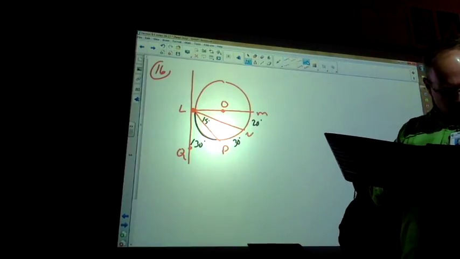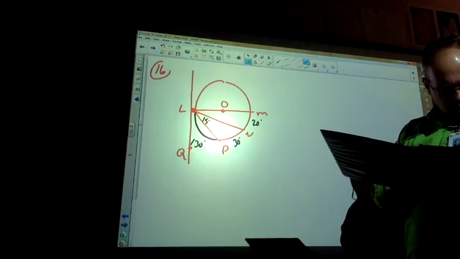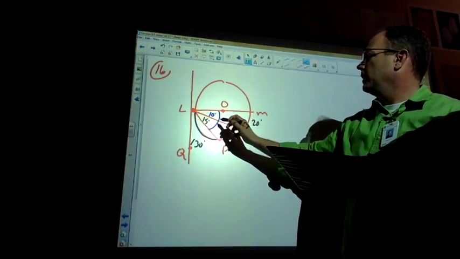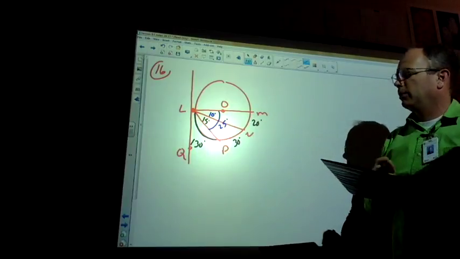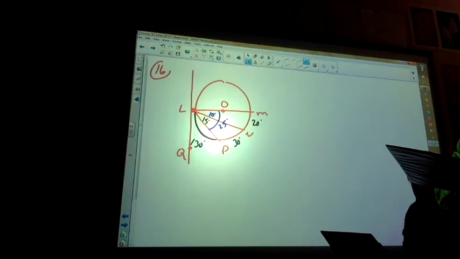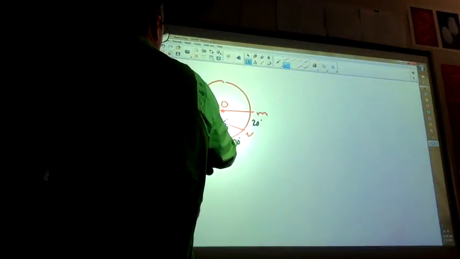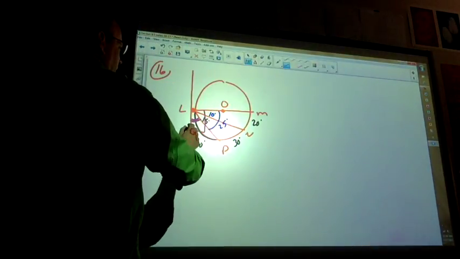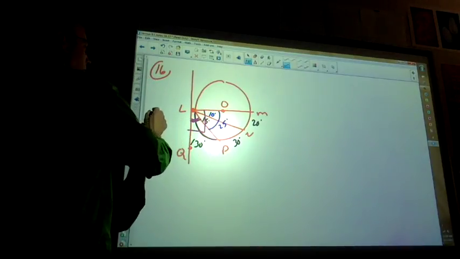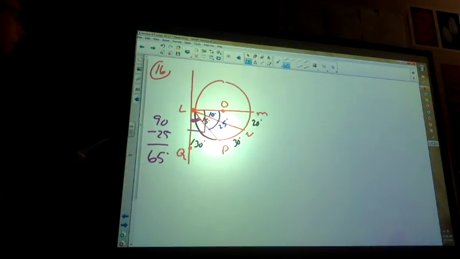And then MLP. So this angle here, well, if that's 20, that has to be 10. So that whole angle then has to be 25 because 10 plus 15. And then PLQ. So you're looking for this angle here. Well, that's tangent, so that has to be 90 degrees. That's made up of a 10 and a 15 in this. So I have 90 minus 25, which is 65 degrees. Is that right?